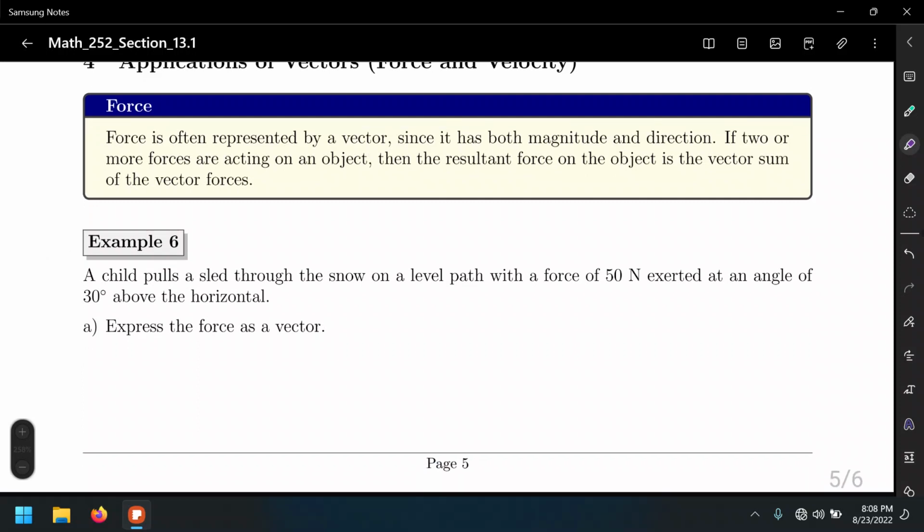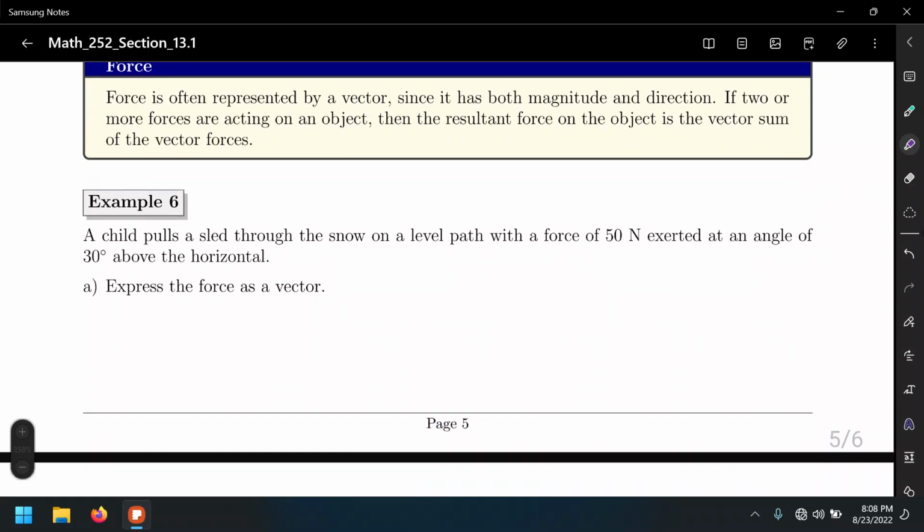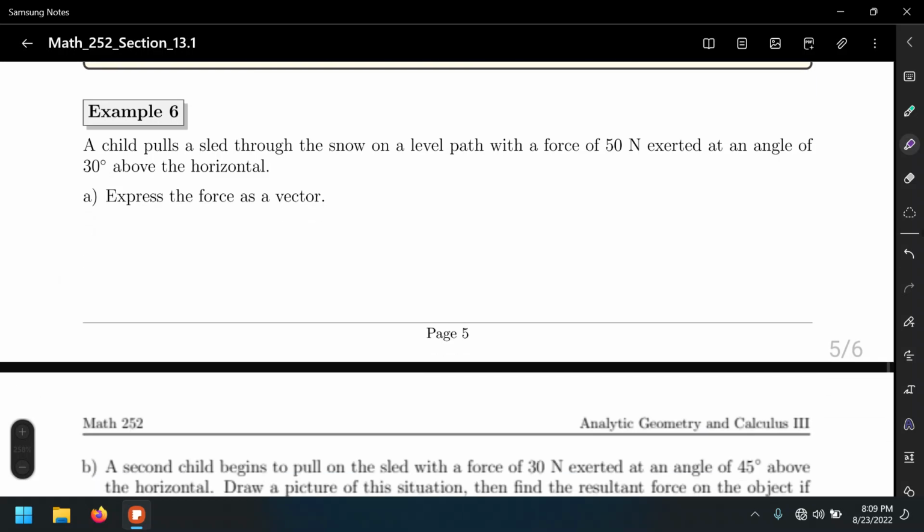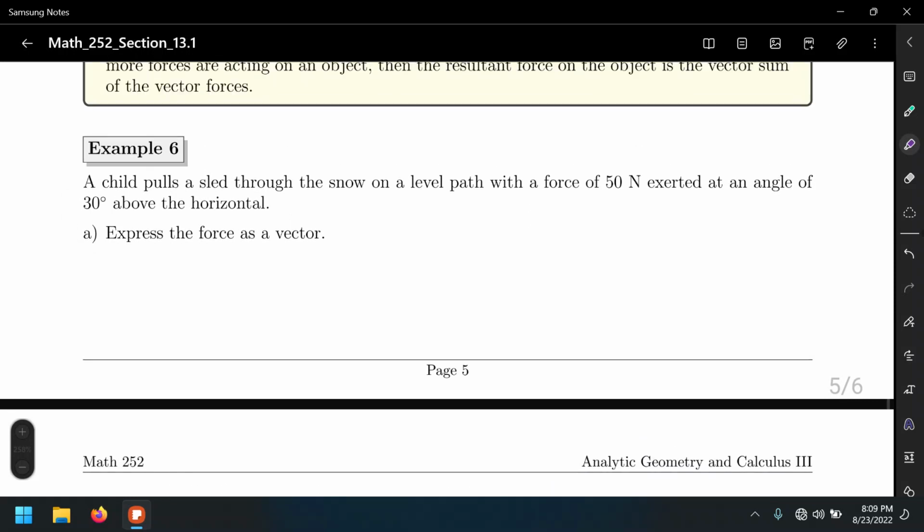So, for example, the first example that we have is a little child pulling a sled through the snow on a level path with a given force. Then a friend, a second child, helps the kid, and that's on the next page. Then we're going to have a combination of forces, and of course that combination of forces will give rise to a resultant vector. So let's see this in action.